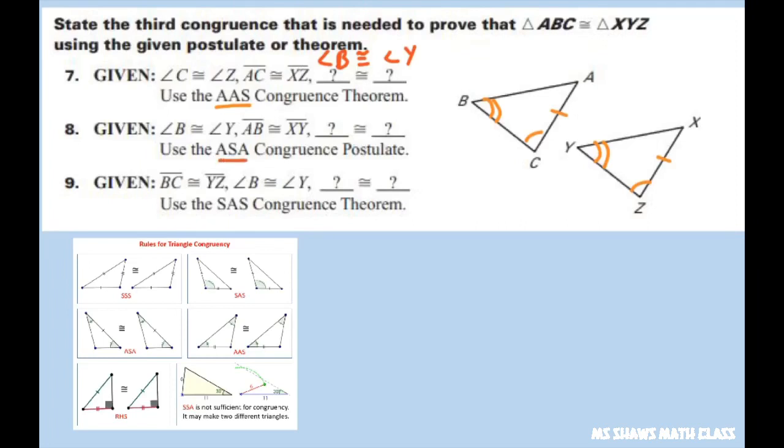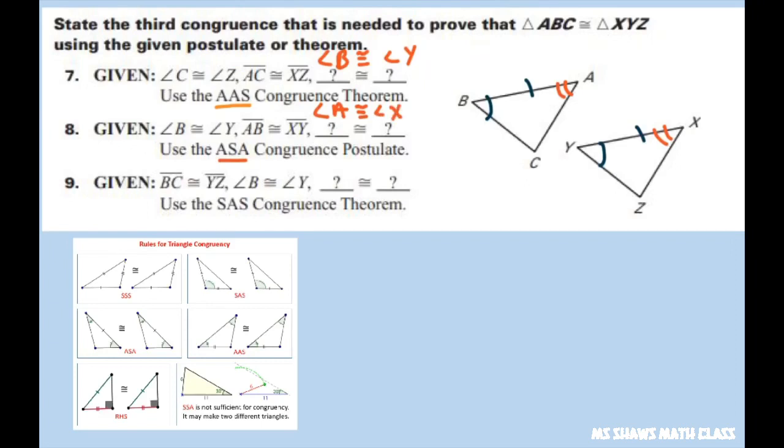Now we have to use the angle side angle, and we have, let's see, angle B is congruent to angle Y, and line segment AB is congruent to line segment XY. So we need the angle side angle, so that would have to be this one, angle side angle. It has to go in order. So that means angle A is congruent to angle X.